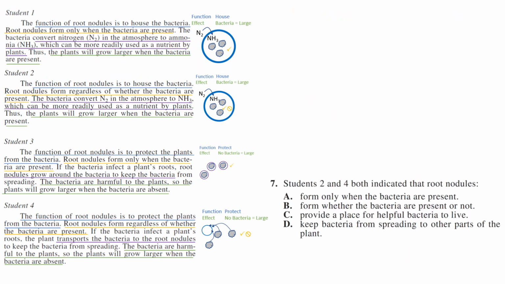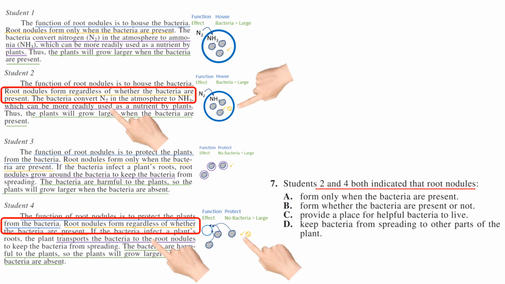So let's get to question number 7. Students 2 and 4 both indicate, so we're going to have student 2 and 4. We're only using those two. That root nodules, well, it says they form regardless of whether bacteria is present. So we do the little check mark and omit mark, or you can get it straight from the reading, whichever works for you. So they form whether the bacteria are present or not. So B.